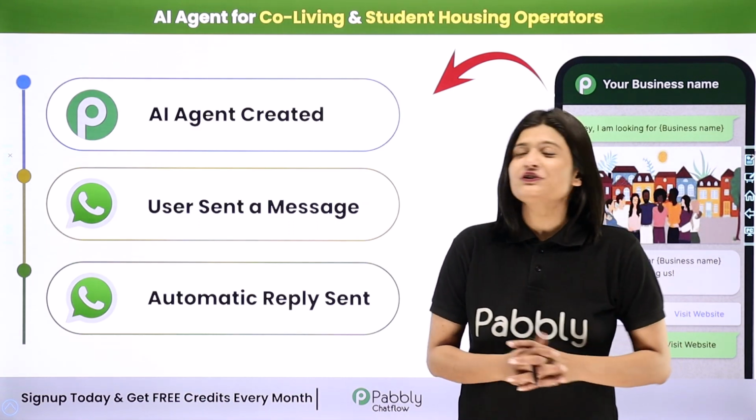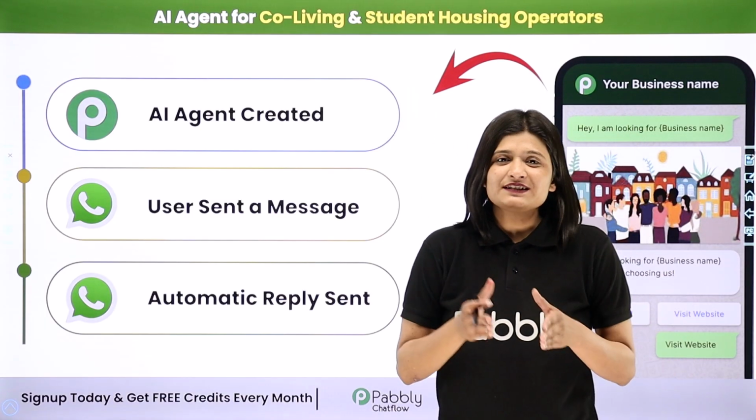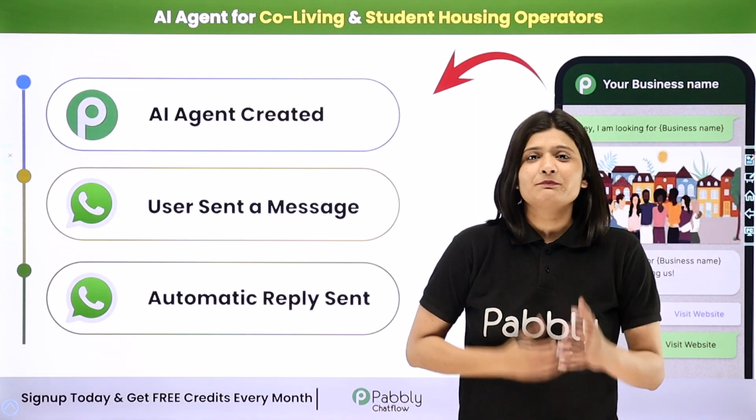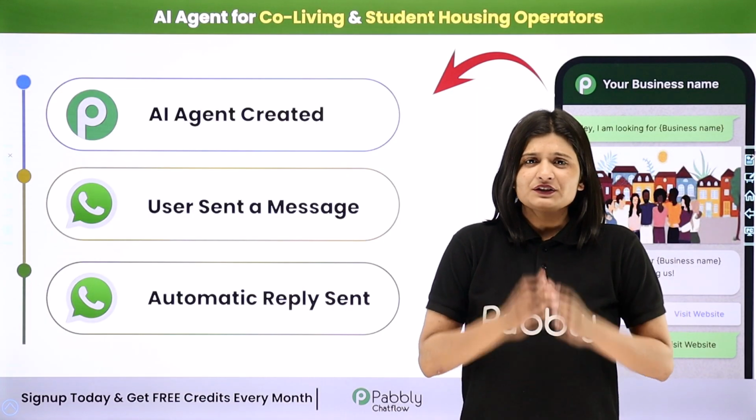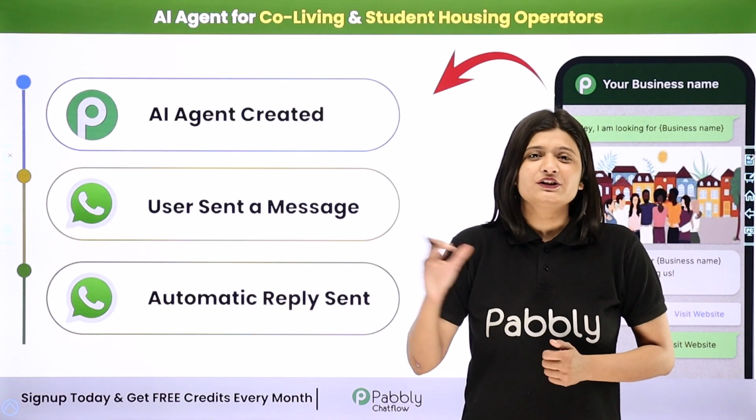In this video, we are going to see an AI agent for co-living and student housing operators. Let's suppose I'm running a business where I receive a lot of student queries and I am manually replying to all of them. This is consuming a lot of my time, and that's why I've created this AI agent using Pabbly Chatflow.